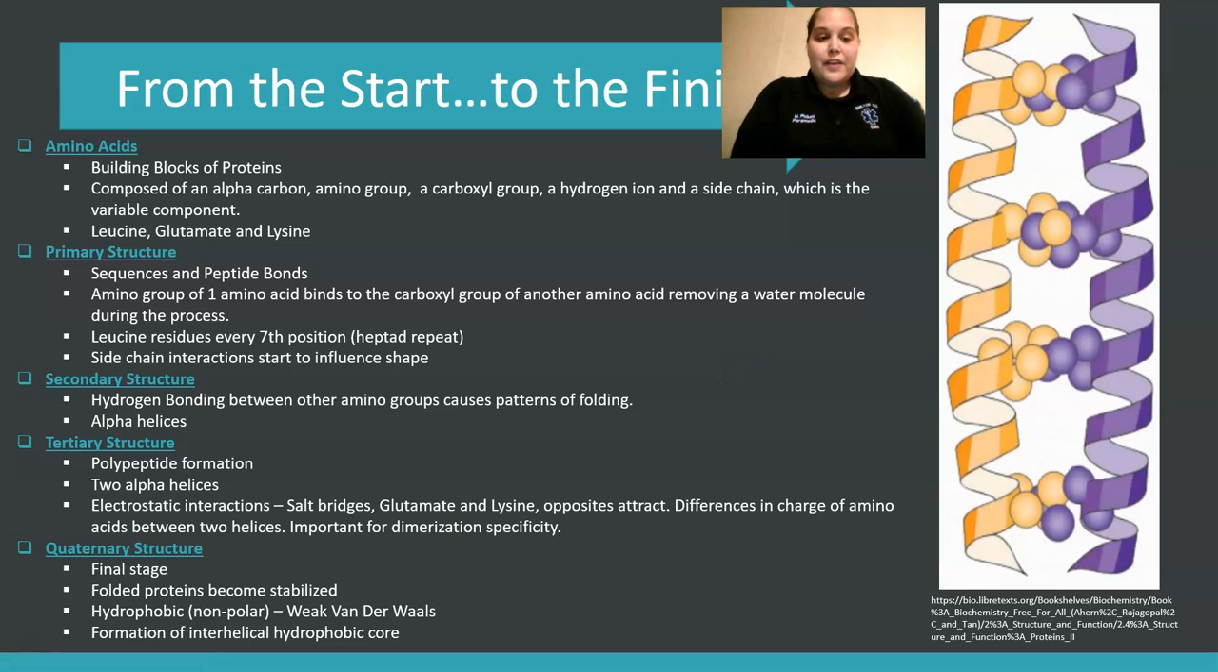Two alpha helices give us a polypeptide formation. Essentially, we'll have two peptides, so we'll have a multi-peptide. This is where the electrostatic interactions really come into play. The electrostatic interactions are going to be forming salt bridges, and they do this because glutamate and lysine are opposites. One is acidic, one is basic. And being that they are opposites, like the usual saying goes, opposites attract.